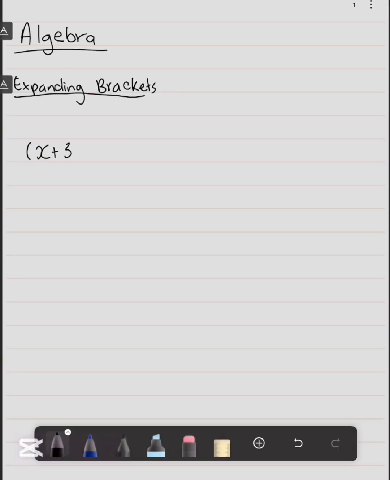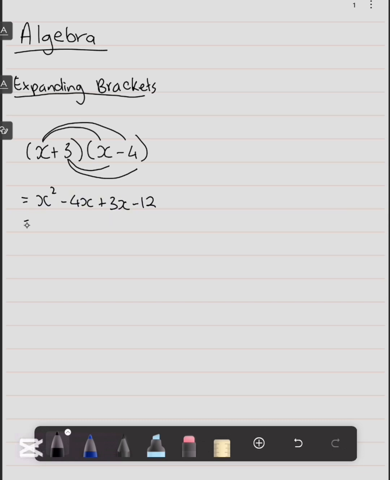Let's try a double bracket expansion. (x + 3)(x - 4). This is a double crab claw method where you multiply everything in the second bracket by x and then everything in the second bracket by 3. So x squared minus 4x plus 3x minus 12. And then we add our like terms: x squared minus x minus 12.